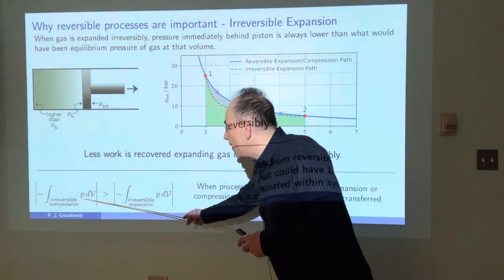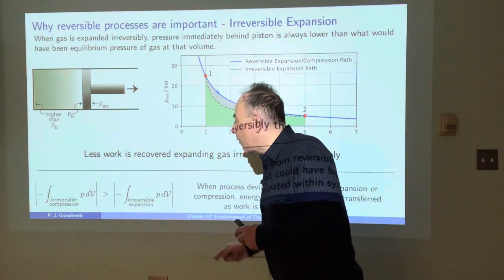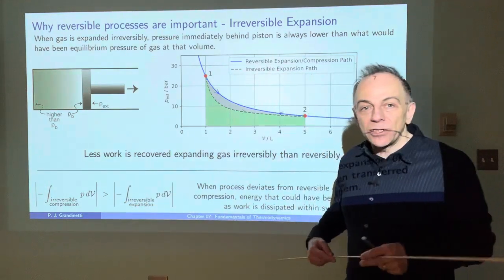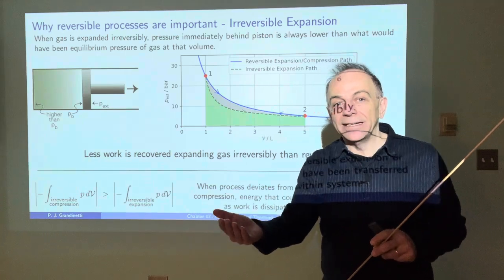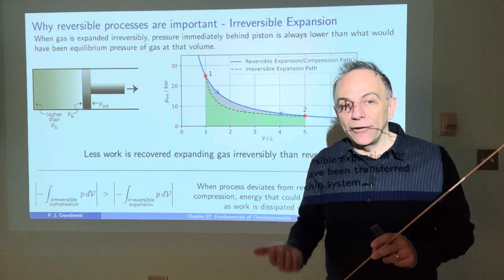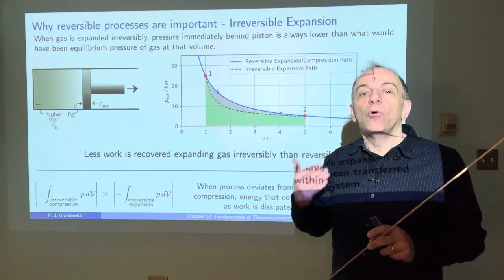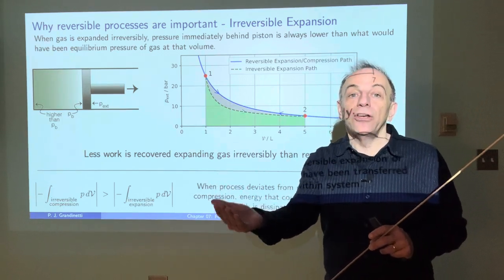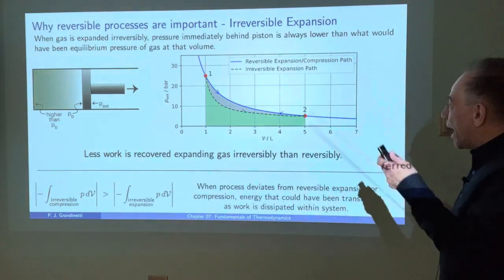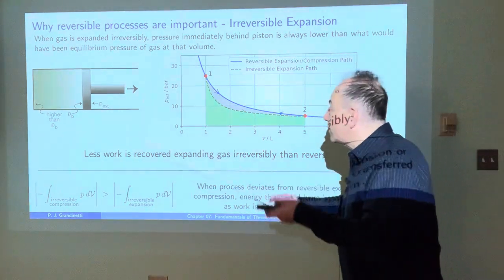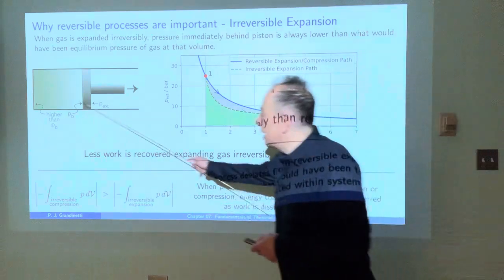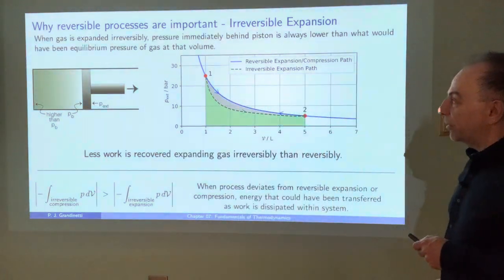So the bottom line is that the irreversible compression work is going to be more than the irreversible expansion work. So it's going to take more work to compress, and you're going to get less work out expanding if you do it irreversibly. And when you do it reversibly, the work you put into compression, you're going to get back out reversibly in the expansion step. So what happens then is that the energy that could have been transferred as work, thermodynamic work, now gets dissipated into the energy of the system and is not available for doing work.